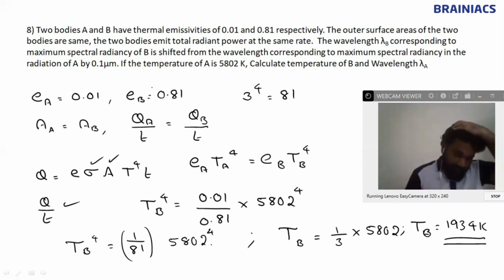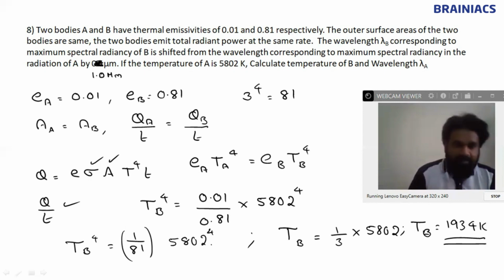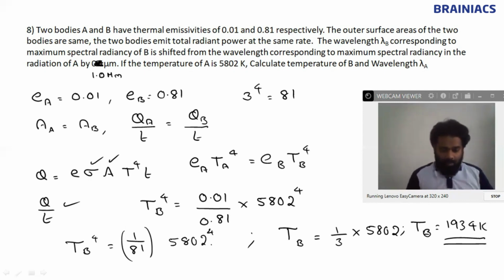Okay, so while typing there is a mistake here. This is actually not 0.1, this is actually 1.0 micrometer. This is a typing mistake. Okay, fine. So please correct it.